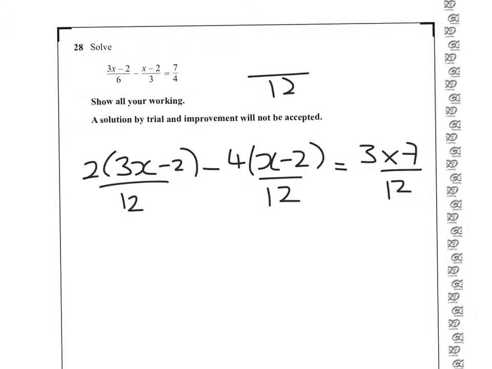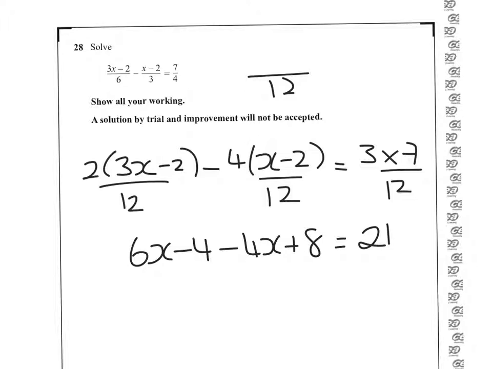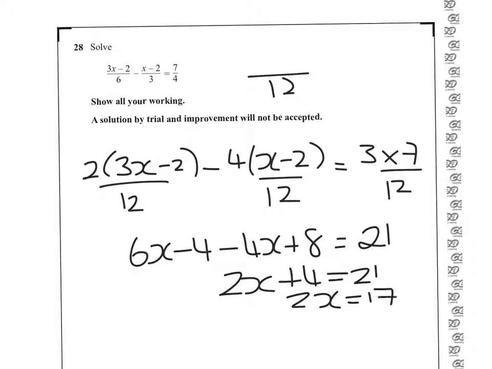2 times 3x minus 2 is 6x minus 4. Minus 4 times x is minus 4x, but minus 4 times minus 2 is plus 8. And 3 times 7 is 21. 6x take away 4x is 2x, and minus 4 plus 8 is plus 4. That means that 2x equals 17, and x would have been 8.5.